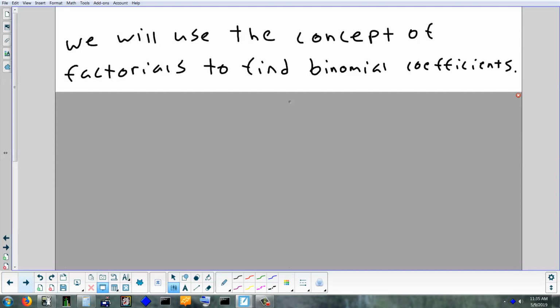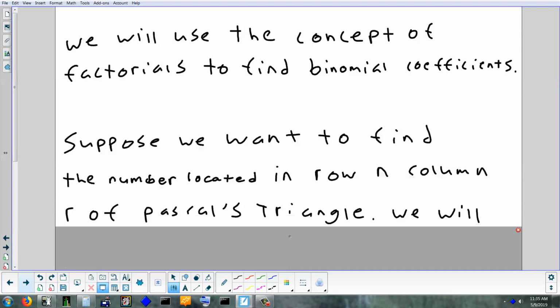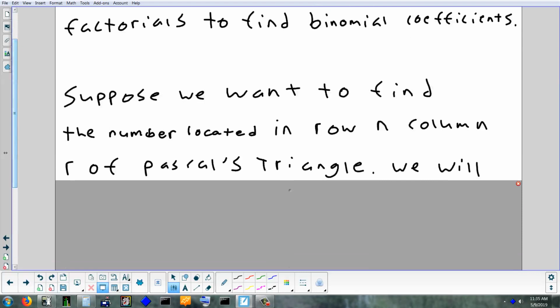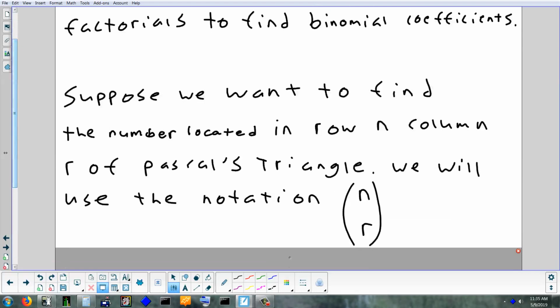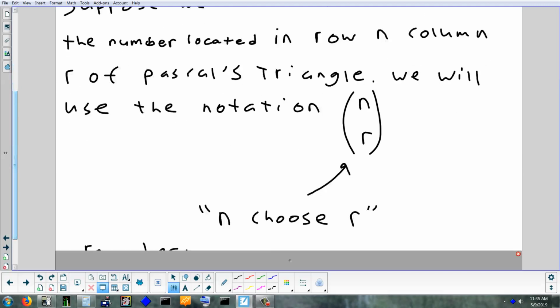So what we're going to use is factorials to find the numbers in Pascal's triangle. There's a connection between the two. If you want to find the number that's in row n, column r, we're going to use that notation. It's like a big set of parentheses, with an n on the top and an r on the bottom. And the way you pronounce it is n choose r.